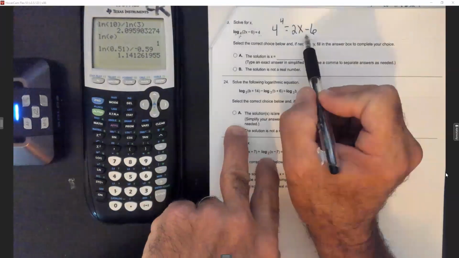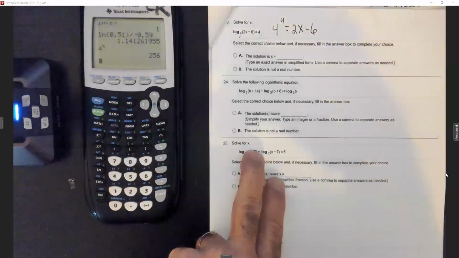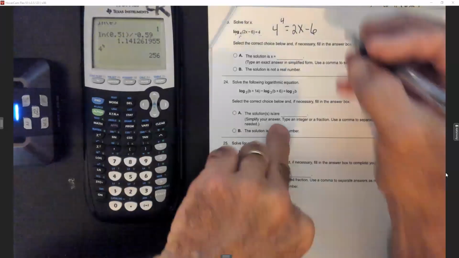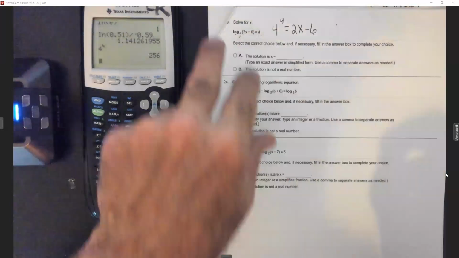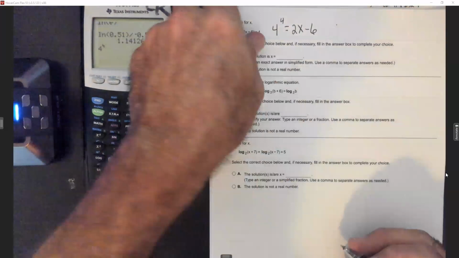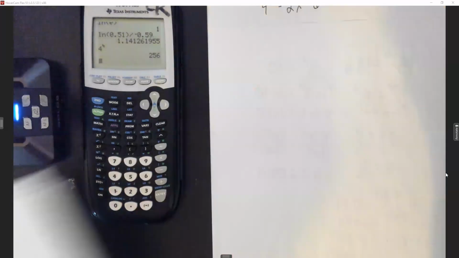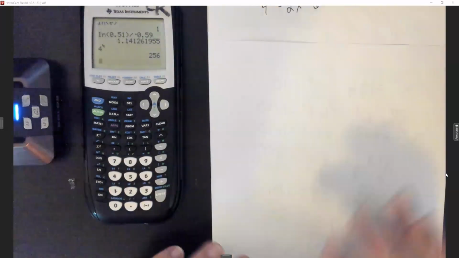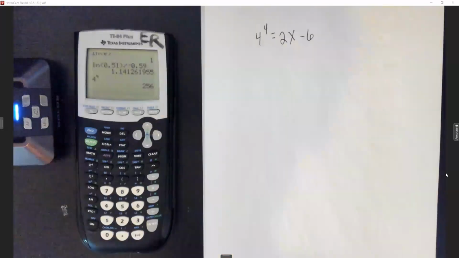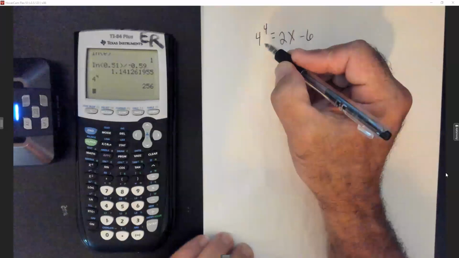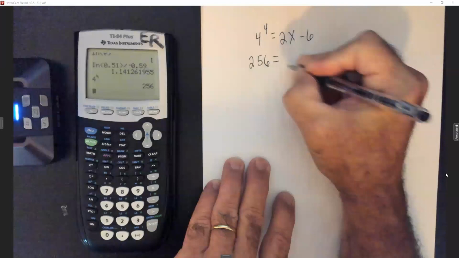So what is 4 to the 4th power? So 4 to the 4th, that's 4 times 4 times 4 times 4. So that equals 256. So let me put that down here now. So I had 4 to the 4th equals 2x minus 6. All right, so I'm going to work this out real quick. And I did on my calculator, 4 to the 4th was 256. That's going to equal 2x minus 6.